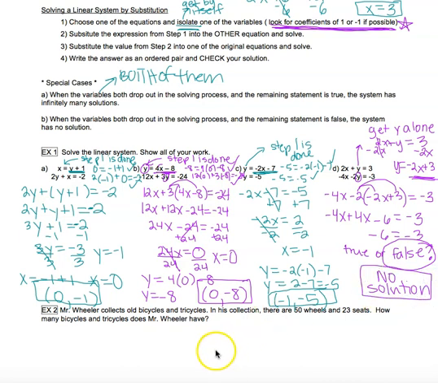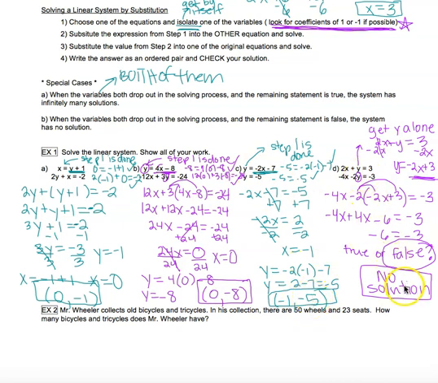Now, again, I want you to keep in mind what this means for each of these systems. We solved these with the substitution method. If we were to use the graphing method on them, this solution means that these two lines would intersect at the point (0, -1). These lines would intersect at (0, -8). These lines would intersect at (-1, -5).